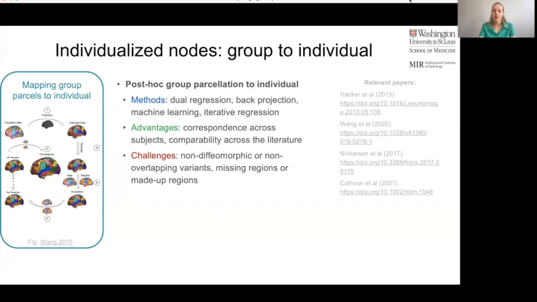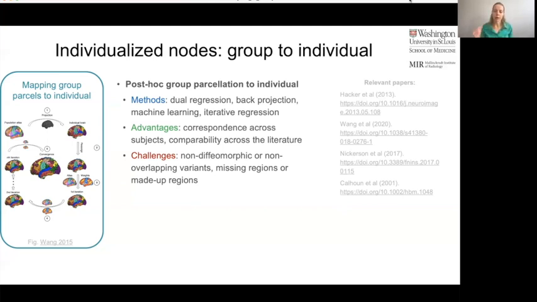However, some of the challenges are still these non-diffeomorphic or non-overlapping variants. If a node is in a specific location at the group level, and it's in a completely separate location in an individual subject, then most of these methods will struggle to find it. And that kind of links to the next challenge with this approach, which might be that some regions might end up being missing in some methods, or actually being made up.